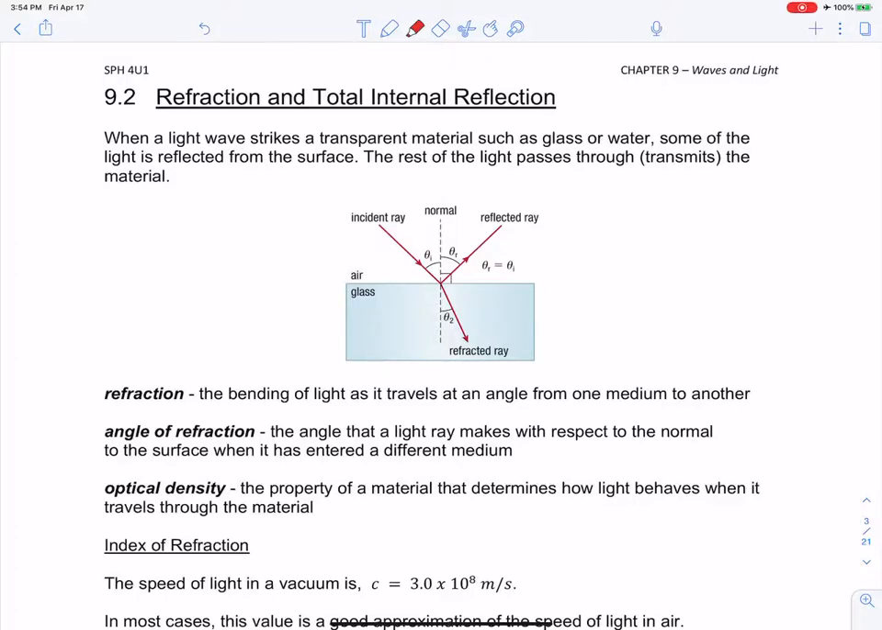9.2, Refraction and Total Internal Reflection. When a light wave strikes a transparent material, such as glass or water, as shown in this diagram below, this is the incident ray striking the surface of glass. Some of the light is reflected at the surface, and we see it with this reflected ray. And the rest of the light passes through or transmits through the material.